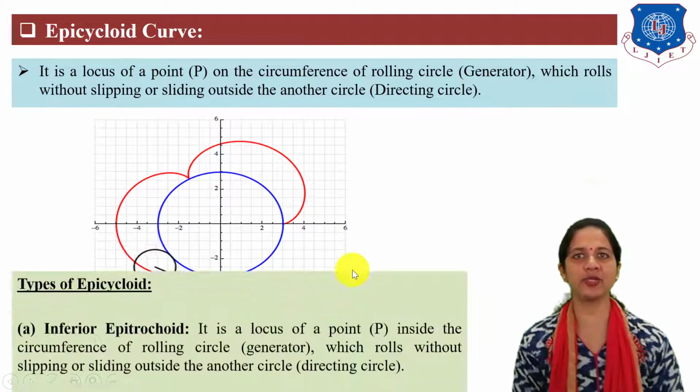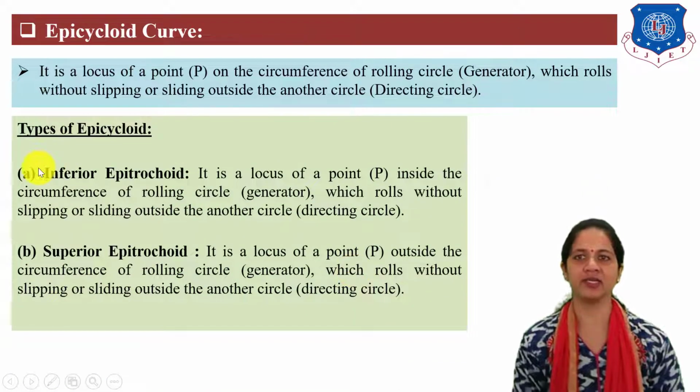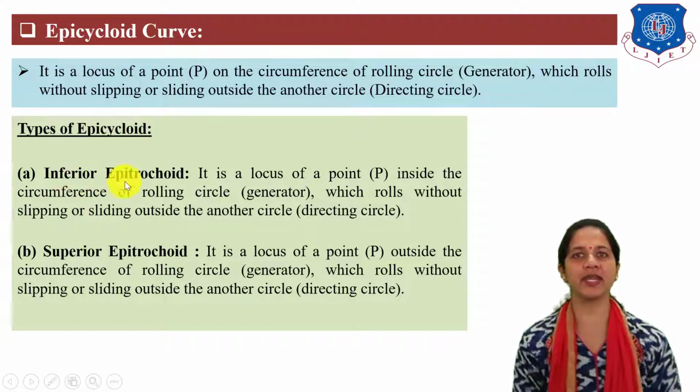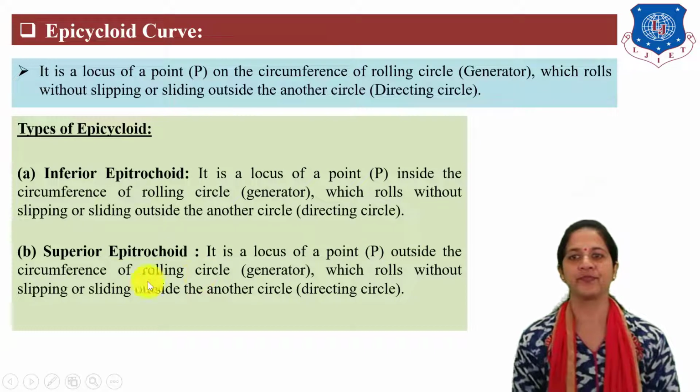Now there are two types of epitrochoid, inferior epitrochoid and superior epitrochoid. What is inferior epitrochoid? It is a locus of a point inside the circumference of a rolling circle or generator which rolls without slipping or sliding outside another circle or directing circle.